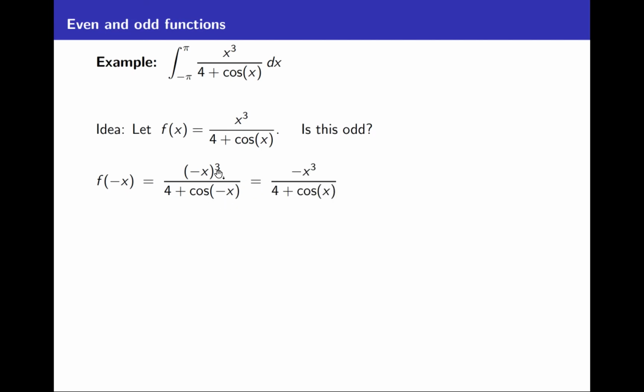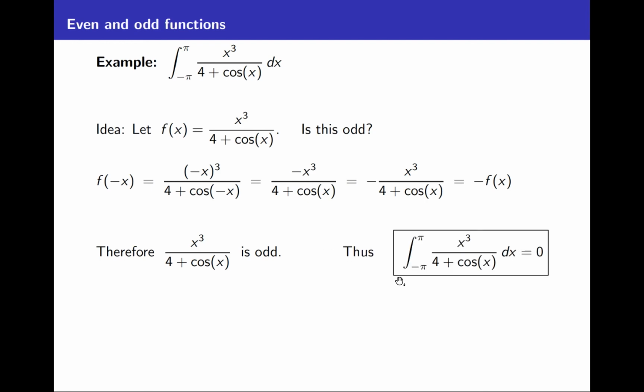And the minus x quantity cubed is negative x cubed. Cosine is an even function, so cosine minus x equals cosine of x. The minus disappears. Bring this negative out to the front, we get negative x cubed over 4 plus cosine x, and that's f of x. So we get negative f of x. So yes, this function, x cubed over 4 plus cosine x, is odd.